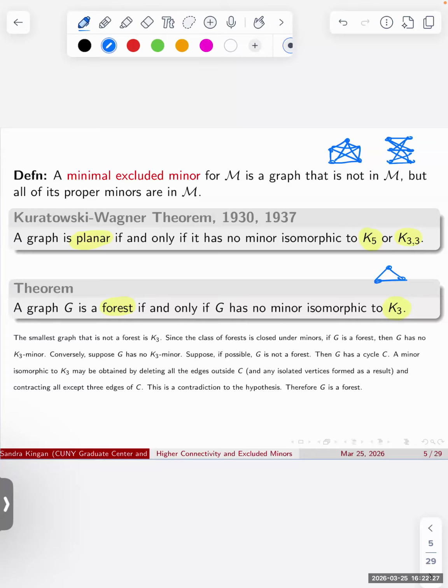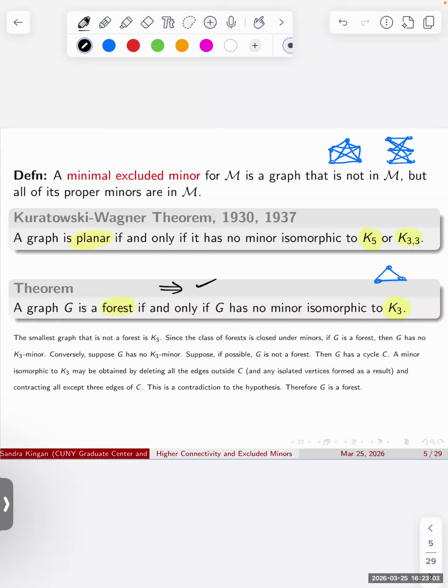So let's quickly go through the proof here because of how short it is. Well, one direction is straightforward, right? K3 is not a forest, right? So the smallest graph that is not a forest is K3. Since the class of forests is closed under minors, if G is a forest, then G has no K3 minor, right? So that direction is immediate. If G is a forest, it has no K3 minor.